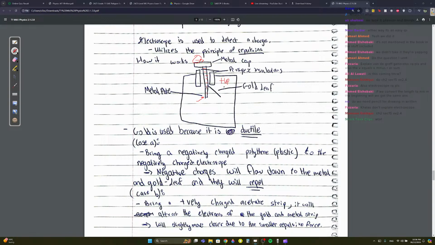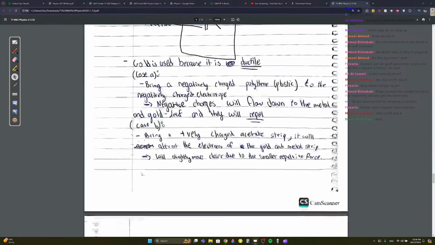Now you have negative, positive. So what's going to happen to the gold leaf? It's going to come closer. It's going to attract. That's the electroscope. There's nothing for me to explain here.